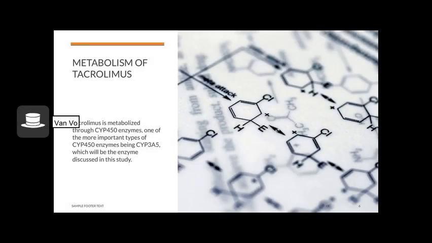Now let's talk about metabolism of tacrolimus. Tacrolimus is metabolized through CYP450 enzymes. One of the more important types of CYP450 enzymes is CYP3A5, which will be the enzyme discussed in this study.